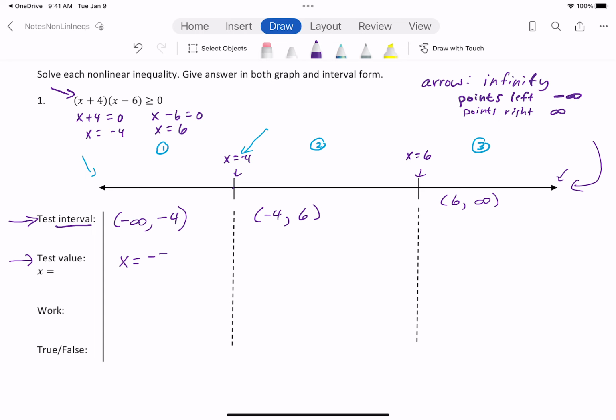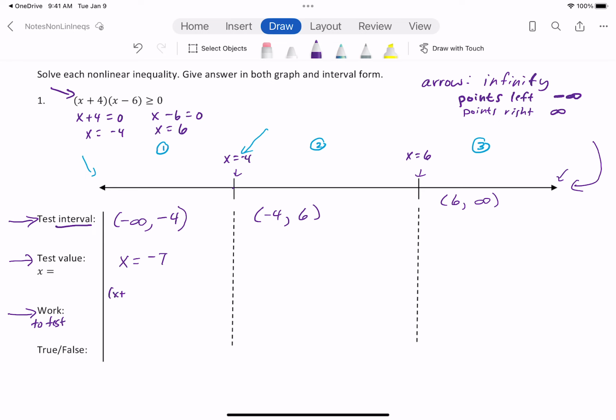I'm going to pick x equals negative 7. You could have chosen negative 5, negative 10, negative 50. I'm just choosing negative 7 because it's a representative point in that region. Okay? So then to test it, that's what the work is. We're going to show the work to test this region to see if these points give me true statements and are solutions.